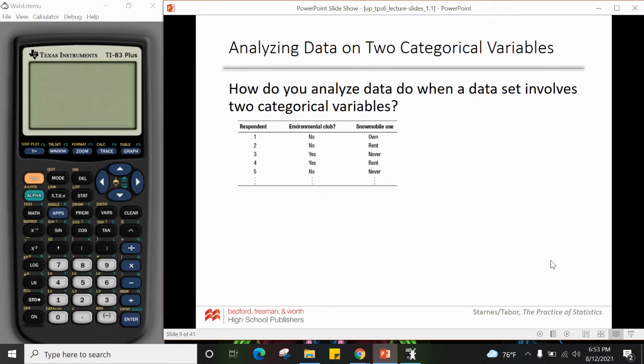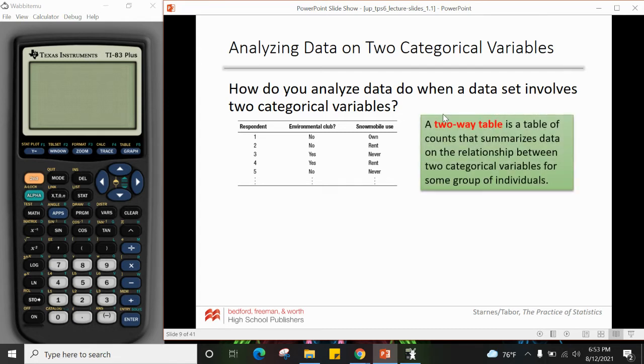So analyzing data and two categorical variables. How do you analyze data when a data set involves two categorical variables? In this case, we're going to look at if you're part of an environmental club and if you own a snowmobile. So if you own, rent, or never. So you can see both of these are categorical, right? The options are either no or yes, and then the snowmobile is either own, rent, or never ride. Okay, so the question is, how do you use both of these variables?